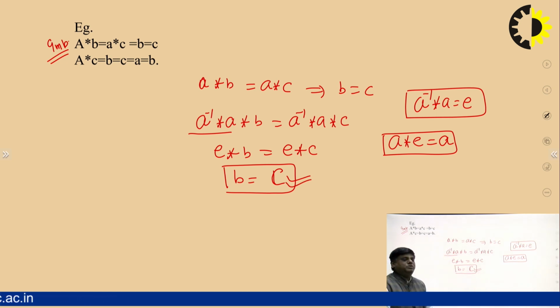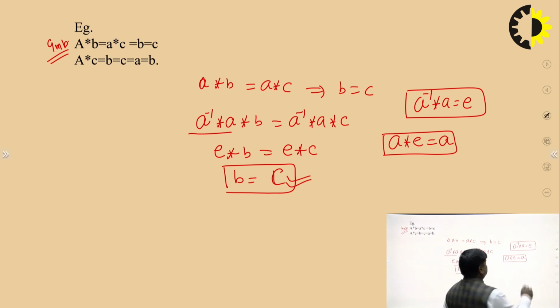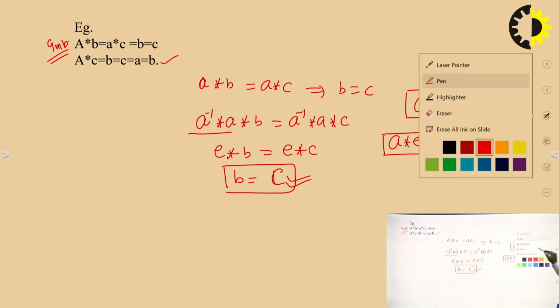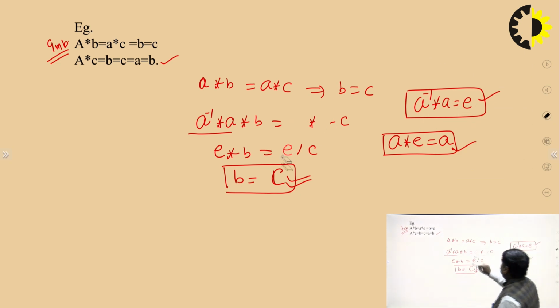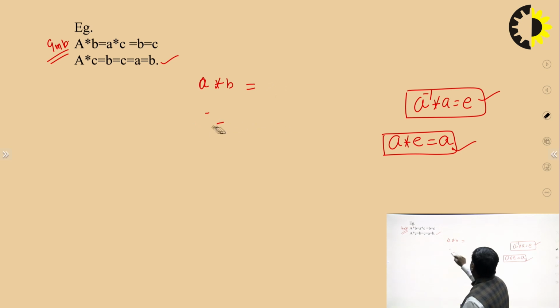This is also known as the left cancellation law. This is the proof with the two properties of the group. The first one is the inverse property and the second one is the identity property. Similarly, that is the right cancellation law. We can also prove the right cancellation law with the two properties of the group, the inverse property and the identity property.